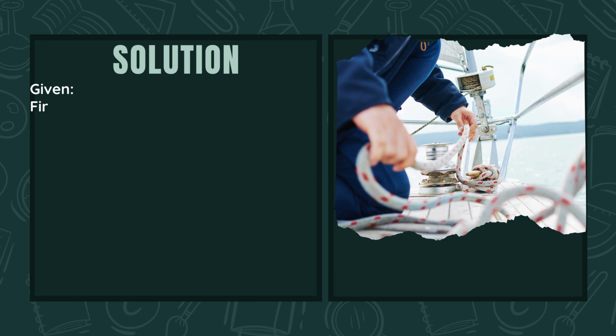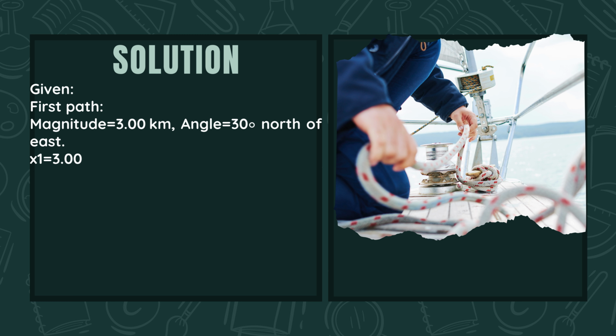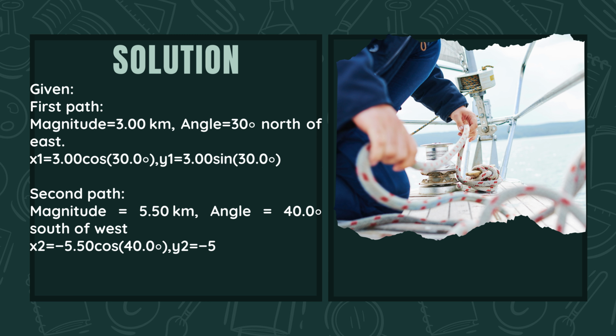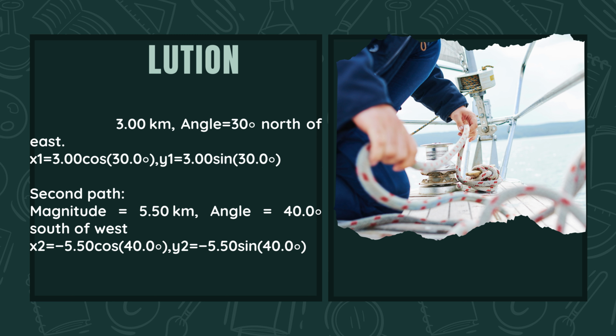Given the first path with a magnitude of 3.00 kilometers and an angle of 30 degrees north of east, we calculate the x-component as 3.00 kilometers times the cosine of 30 degrees, and the y-component as 3.00 kilometers times the sine of 30 degrees. For the second path, with a magnitude of 5.50 kilometers and an angle of 40 degrees south of west, we calculate the x-component as negative 5.50 kilometers times the cosine of 40 degrees, and the y-component as negative 5.50 kilometers times the sine of 40 degrees.